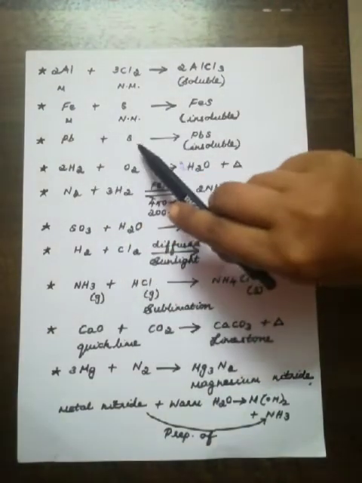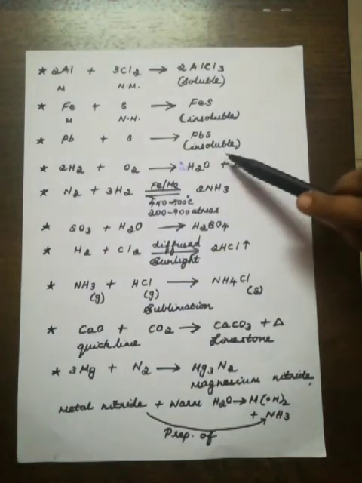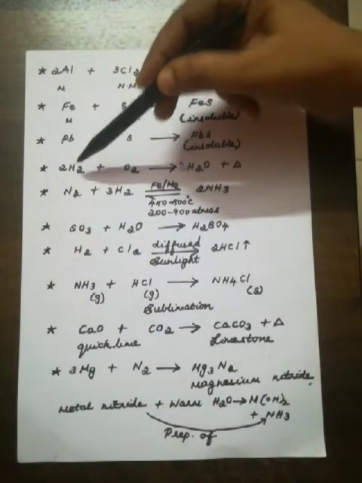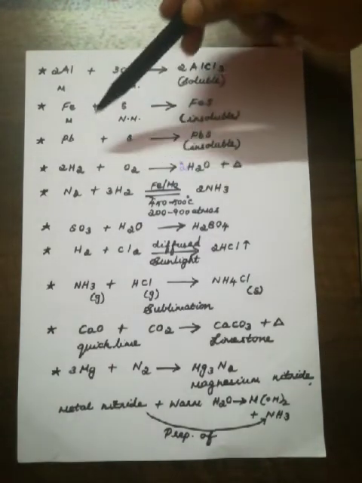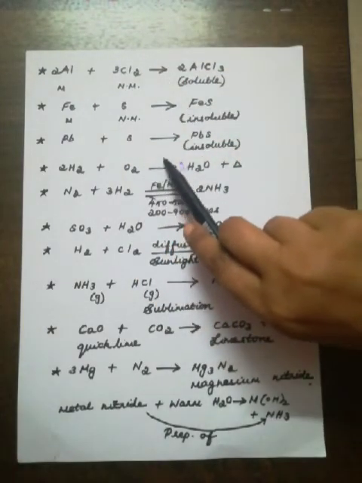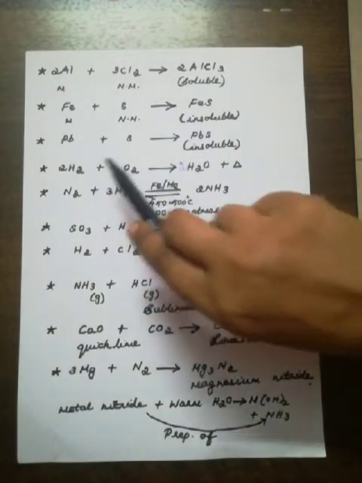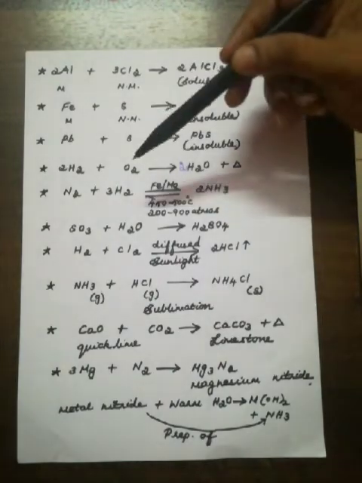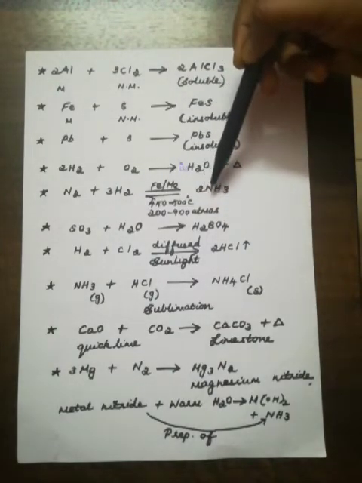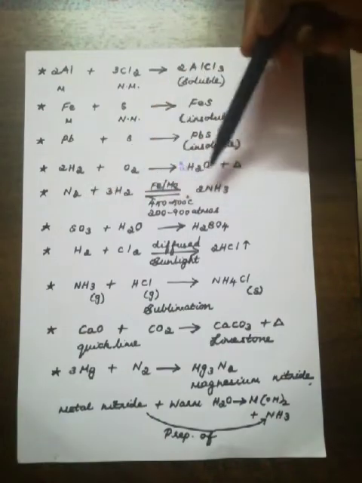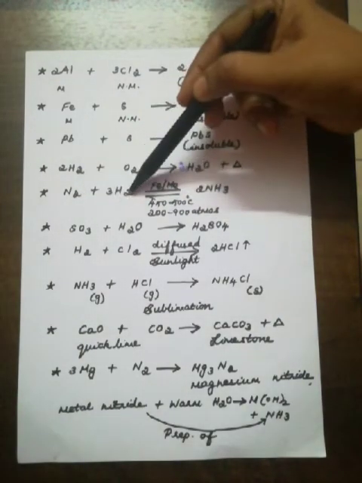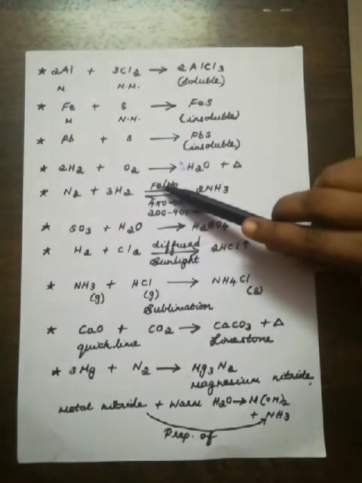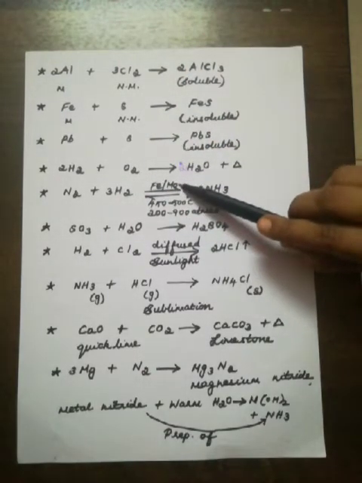Now lead with sulfur, you will get lead sulfide, that is insoluble. Now hydrogen with oxygen, you are getting water, with a plus heat sign, that is an exothermic reaction. You know that this reaction occurs when you pass current. Now let's see an example of Haber's process. In Haber's process also you will get one product. That example you can also give here, that is nitrogen with hydrogen, but you are using a catalyst, iron, and a promoter, molybdenum.